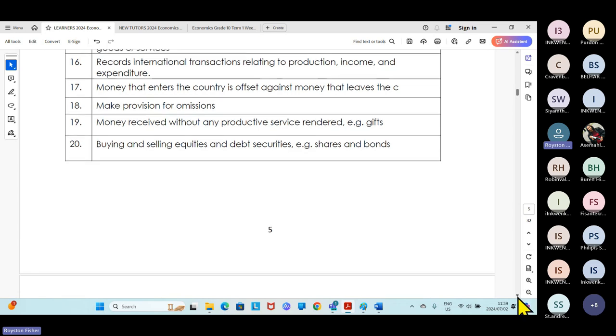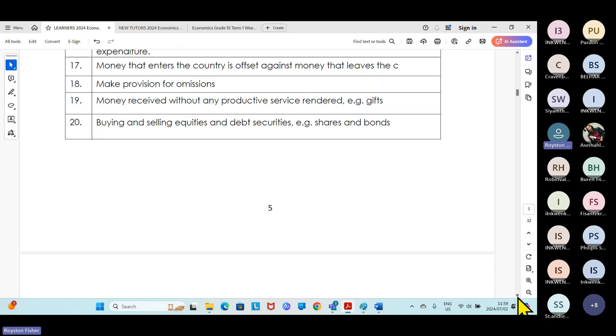Number 17, money that enters the country is offset against money that leaves the country. Here should be country, the C is missing, so please add country in your notes. For Santa Kral, Buren says injection. Inkulwesizwe also says injection. Just looking at all the other answers, it is net balance. Repeat of number 16: number 16 is current account. And number 17 is net balance.